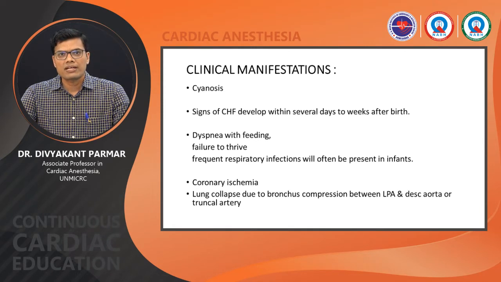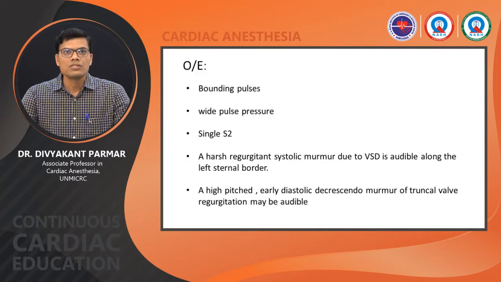Coronary ischemia may occur due to low diastolic blood pressure, and respiratory distress or lung collapse may occur due to bronchus compression between the left pulmonary artery and descending thoracic aorta or a dilated truncal artery. On examination, these patients have bounding peripheral pulses. They have wide pulse pressure due to low diastolic blood pressure.